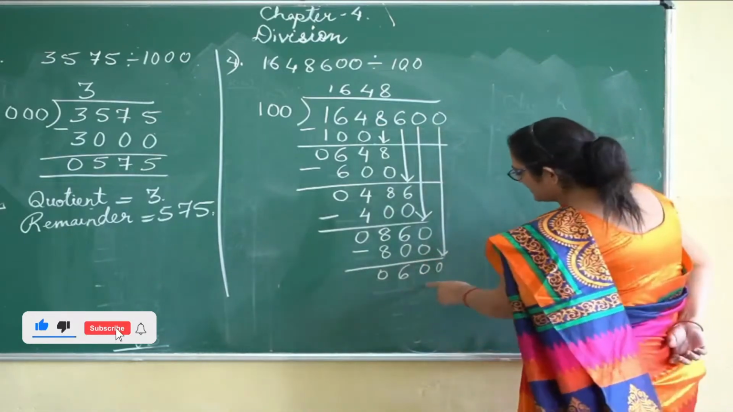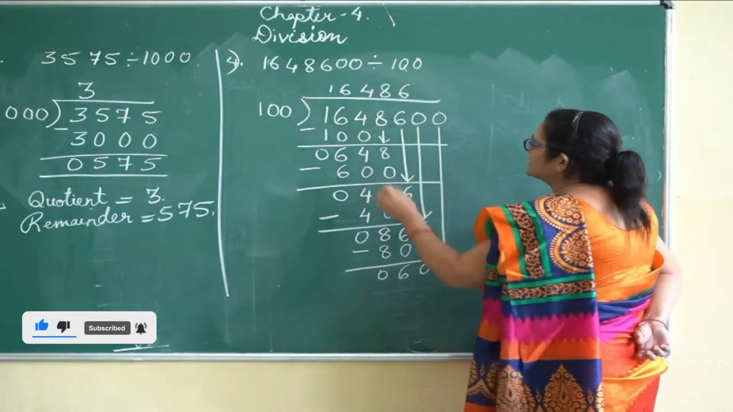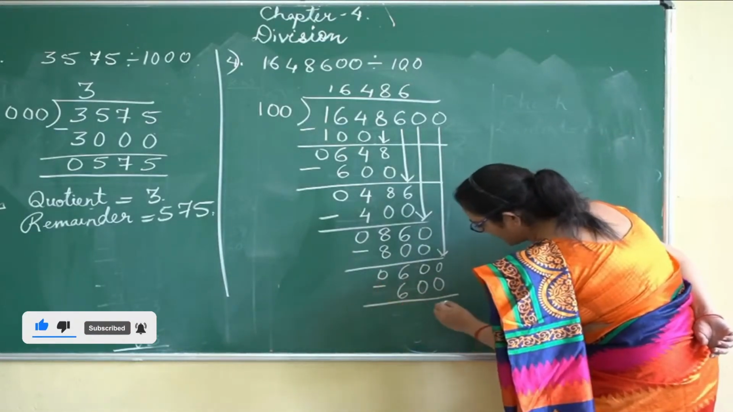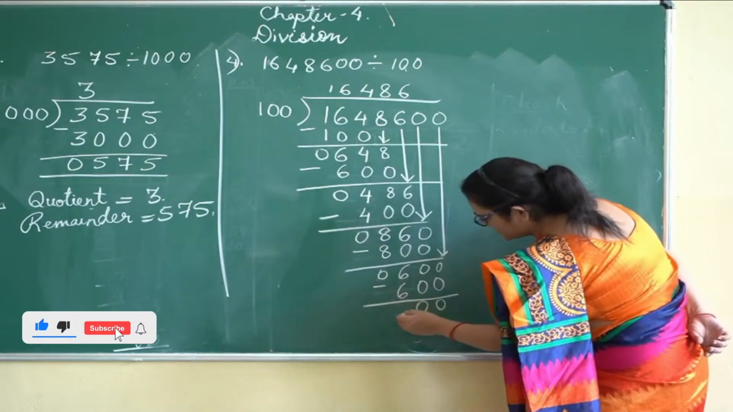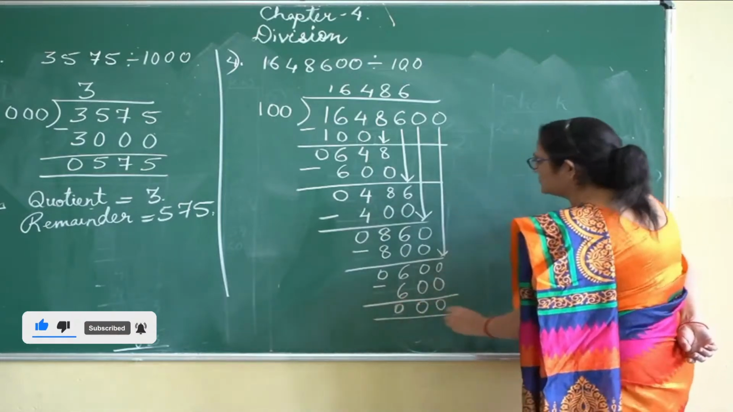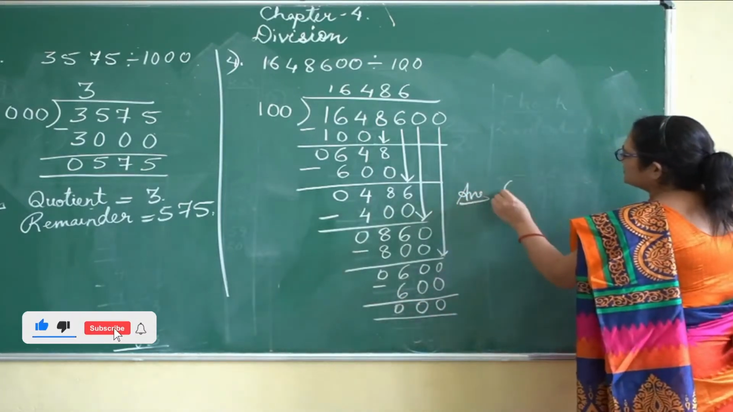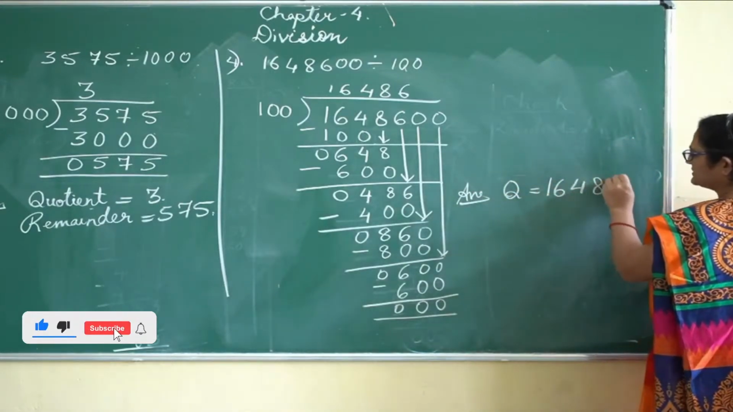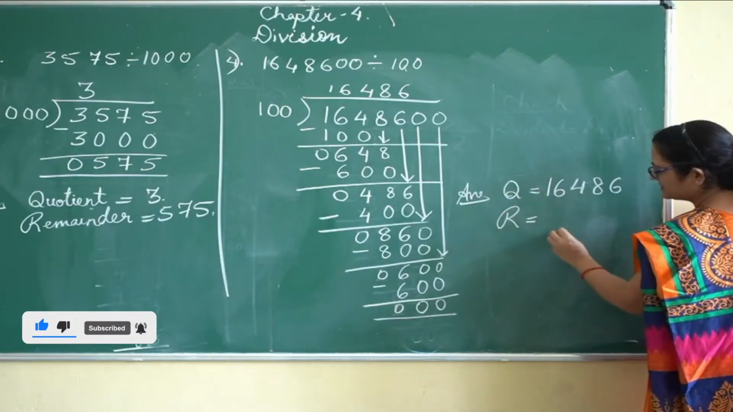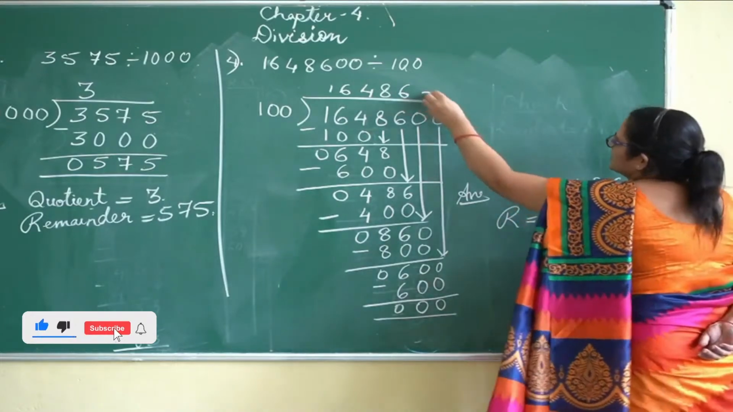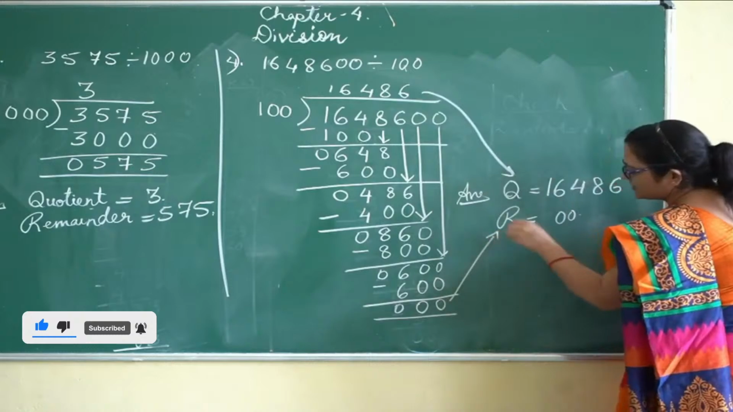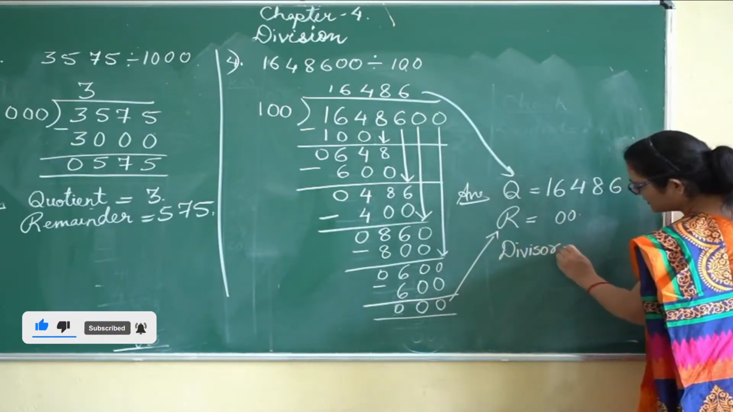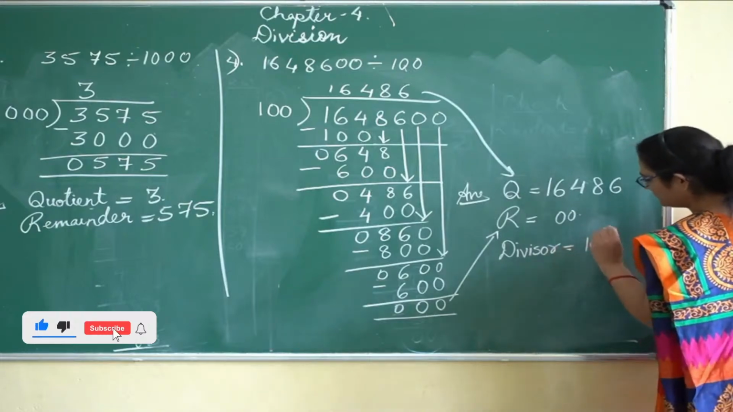In the table of 100, when does 600 come? 6 times, 100 6s are 600. Now what will we do? Subtract: 0 minus 0 is 0, 0 minus 0 is 0, 6 minus 6 is 0. Now we'll write the answer. Quotient is equal to 16486. What is the remainder? The remainder is 0. This is your quotient and this is your remainder. The divisor, I told you, if you are asked to check, is 100.